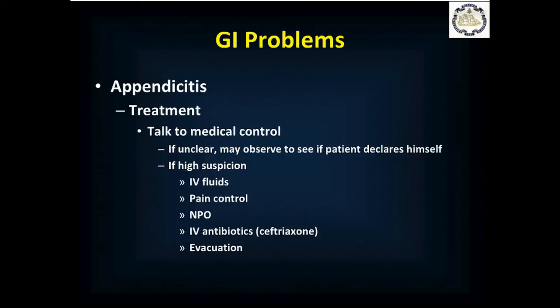You need to evacuate the patient, and in the meantime, you give them IV fluids, you give them medication for pain control, morphine typically. You keep them NPO, which means they can't eat or drink anything because they're going to need to go to the operating room. You give them IV antibiotics, and the one that you have is ceftriaxone, as long as they're not allergic.